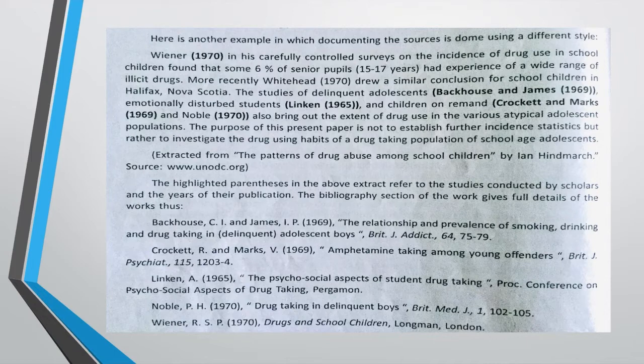Now when we come to the works cited, you have to give the full details. You can see how it's given. Backhouse C.I. and James I.P., in bracket 1969. Then the title, The relationship and prevalence of smoking, drinking and drug taking in delinquent adolescent boys. So that is the chapter published in British Journal of Addiction, 1964, page number 75 to 79.